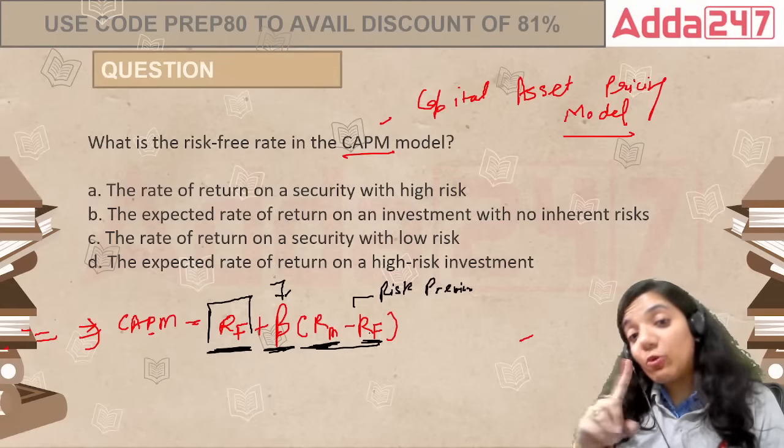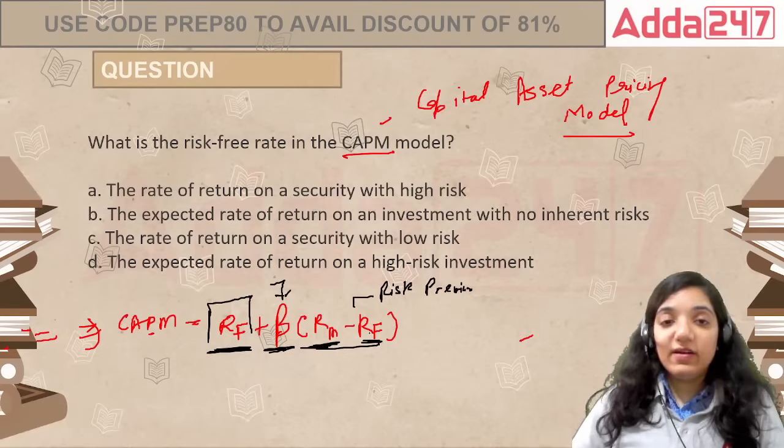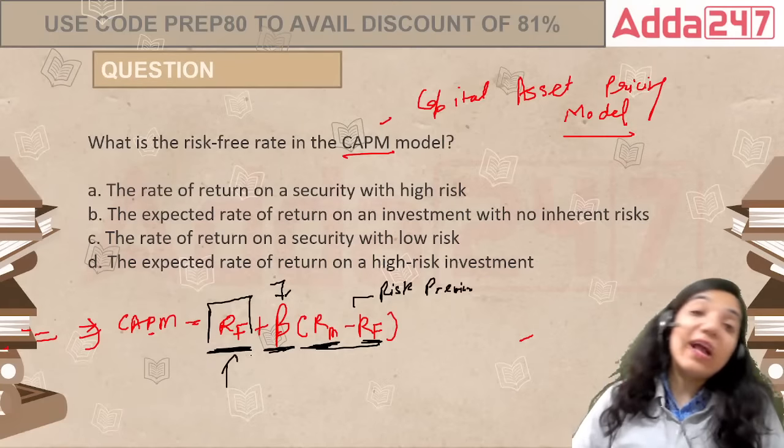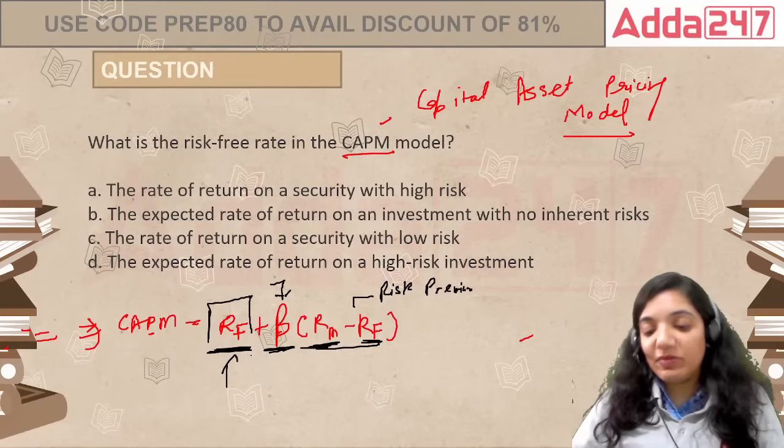So that means the portion that is between them is called the risk premium. That means, first of all, I'll take the risk free rate of return. The risk I'm ready to take up, that is called risk premium there.